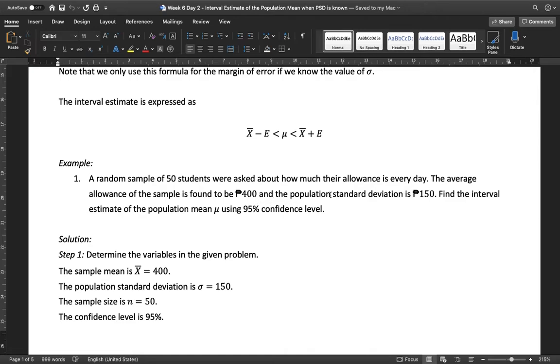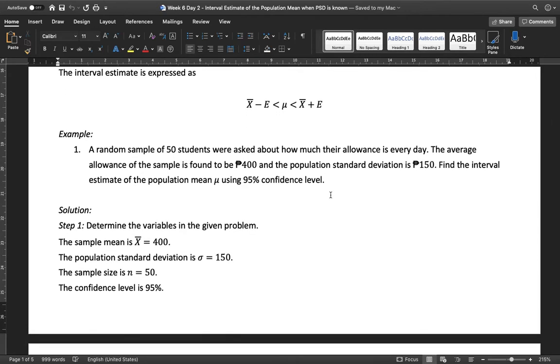So, what we do here first is we analyze the data. First, alamin natin kung ano ba yung sample mean natin. Ang sample mean natin is yung average ng allowance nila. That's 400. This is not the population mean kasi ito lang yung average ng 50 students. It's a sample mean. So, x bar is equal to 400.